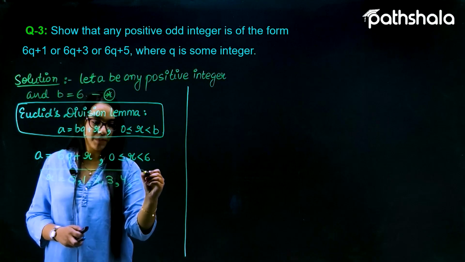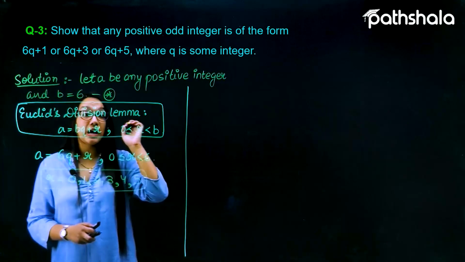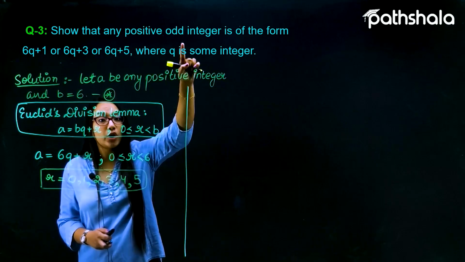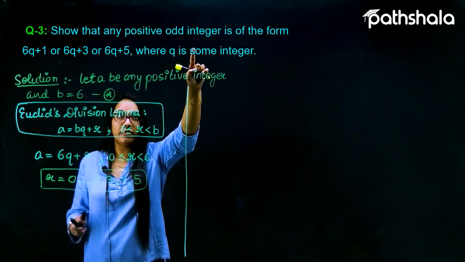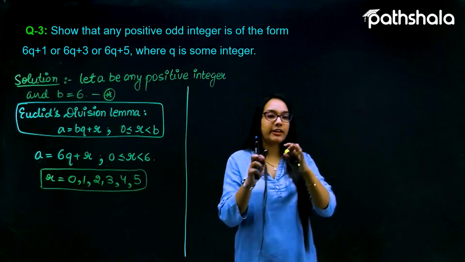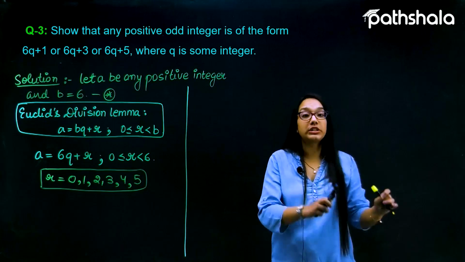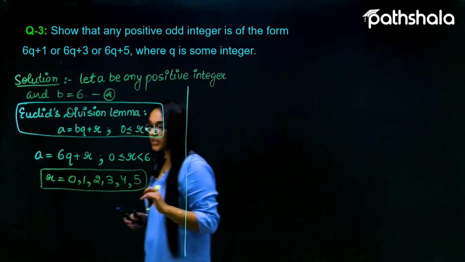So we have to form 6 cases over here, but we just want to find the positive odd integers only. So whenever we get an even integer out of any particular case, we will definitely neglect it, because we just want the positive odd integers. So let's start with case number 1.